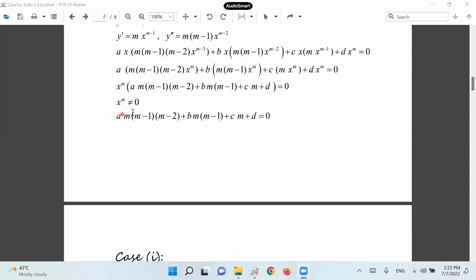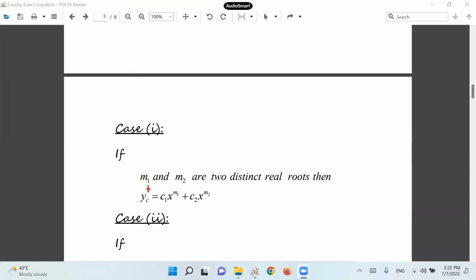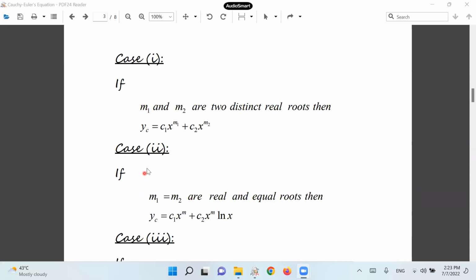It depends on the roots of m, whatever roots of m we find. In case 1, if the roots of m are real and distinct, we write the complementary solution yc equals c1 x power m1 plus c2 x power m2, where m1 and m2 are distinct real roots, meaning they are different and real. In case 2, if m1 equals m2, so both the roots are the same and real, we write the complementary solution as yc equals c1 x power m plus c2 x power m times ln of x.